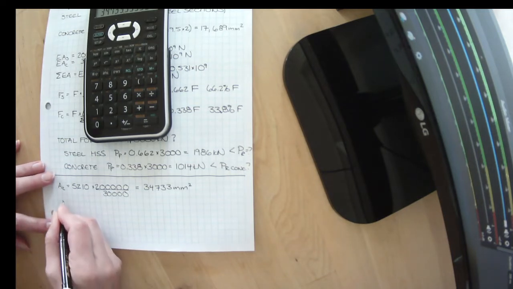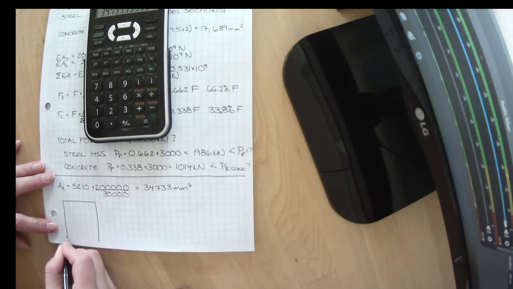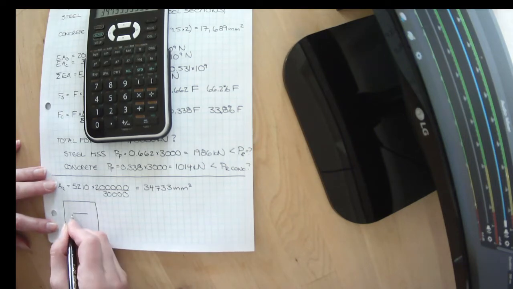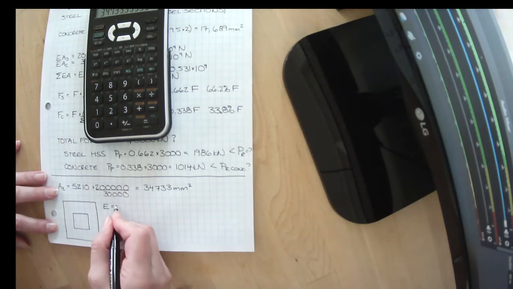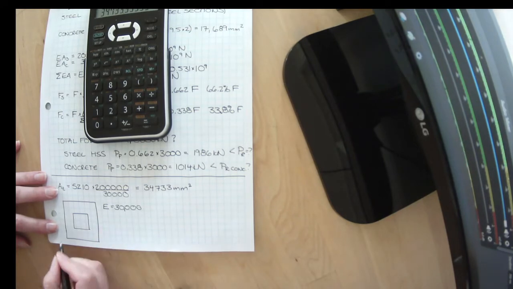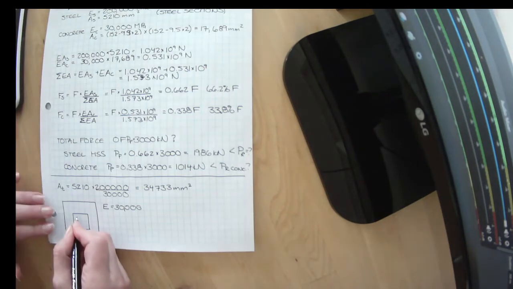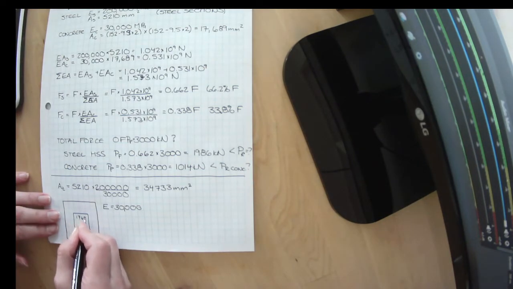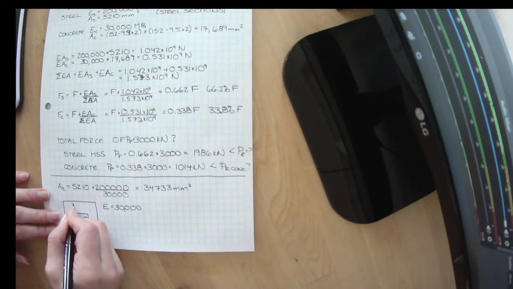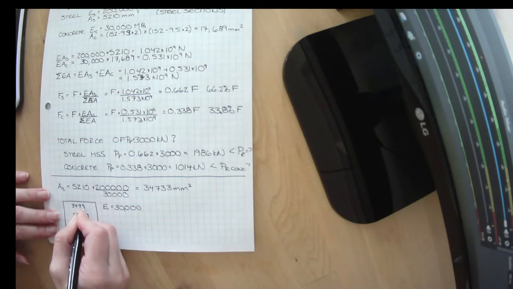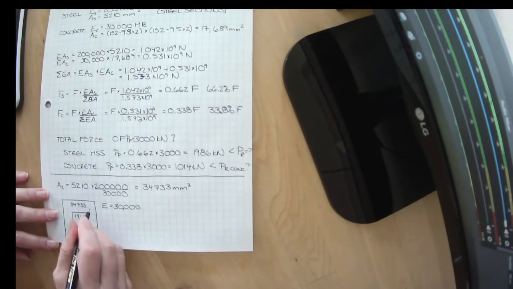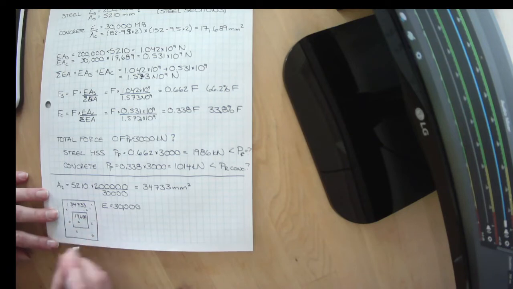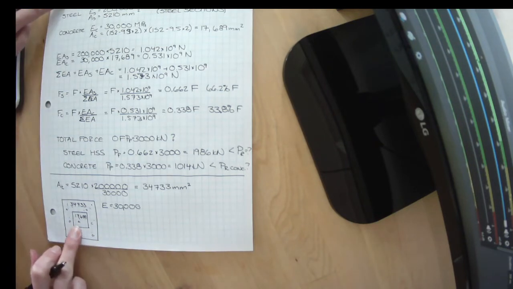Or essentially, if this was all an E of 30,000 MPa, and this had our area of 17,689, and this is an area of 34,733, and this is all concrete, this is equal to this.